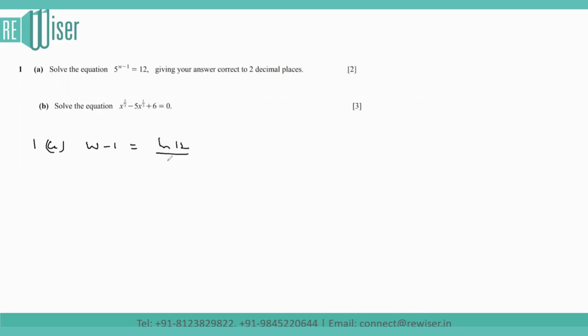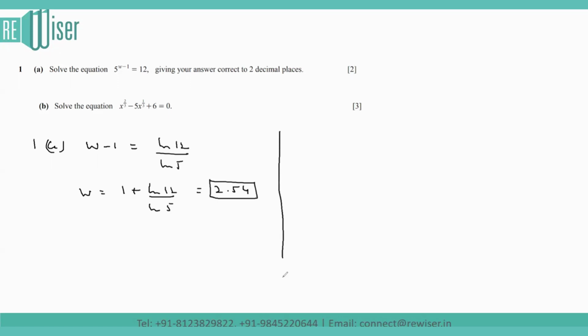over ln 5. So if I write this, we'll calculate this value in the calculator, and the value of w can be 1 plus ln 12 over ln 5. If I put it into the calculator, the final answer that I get for this is 2.54, and that's the final answer to this question.